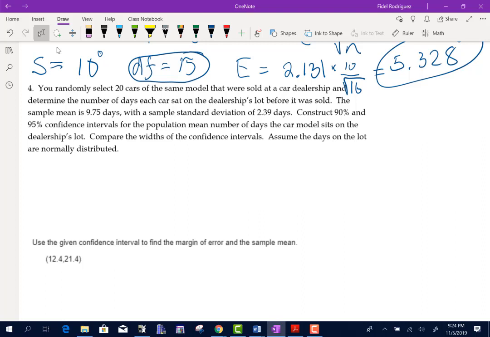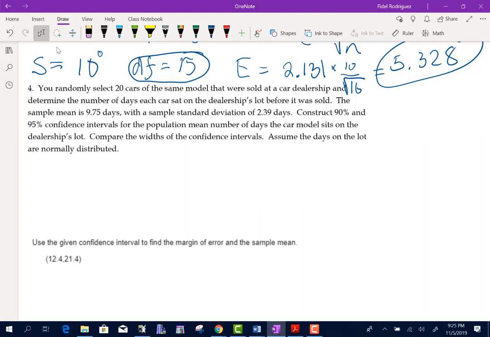So we looked at 20 cars, just random, but they're all the same model. So they're all Honda Accords or whatever they happen to be, or Ford F-150s, whatever you're looking at, right? And it says the number of days that each car sat on the lot before it was sold was 9.75 days. So these cars sat on there for almost 10 days before they got sold. That's what we're looking at.